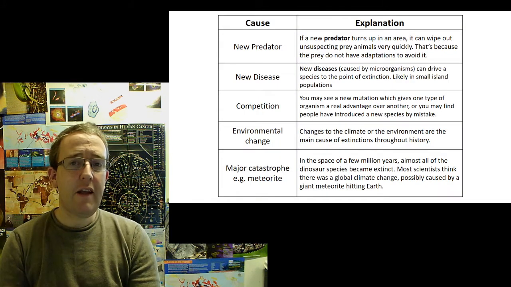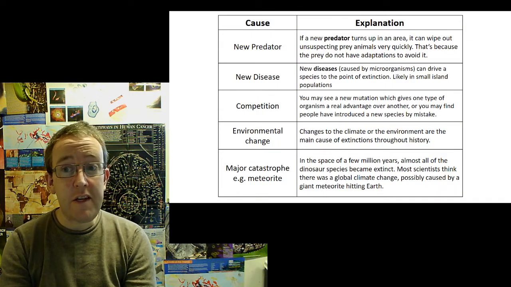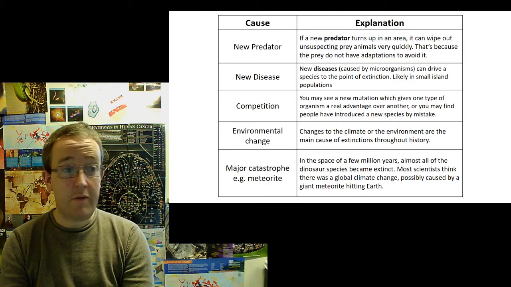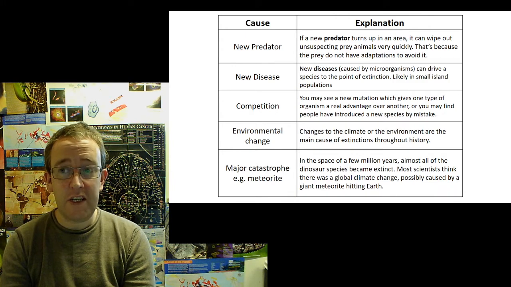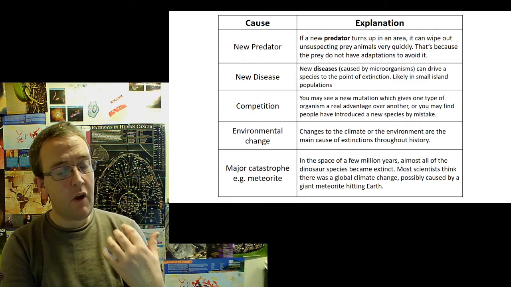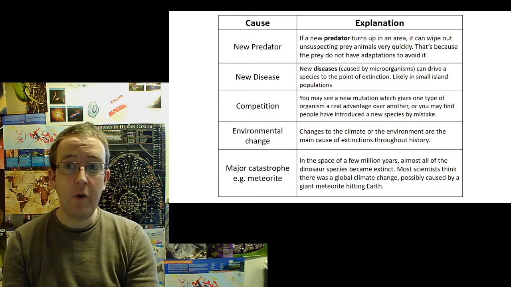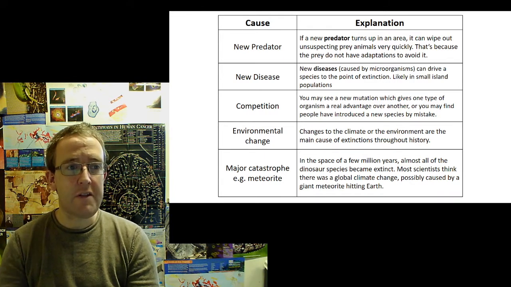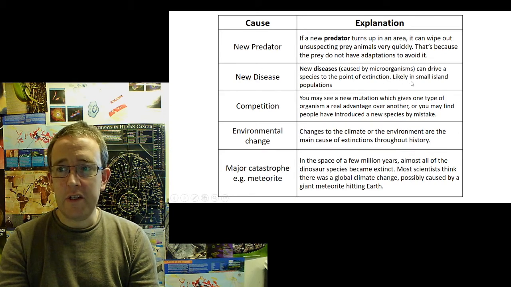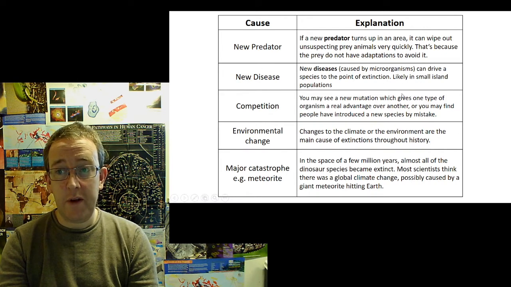Okay, so we had this in the last lesson, the reasons for extinction. Over 99% of all the organisms that have ever existed on this planet are now extinct. Only that last most recent few are alive, and these are all the different reasons, of course. Now we're going to focus in on this one here, new diseases caused by microorganisms driving a species to the point of extinction.